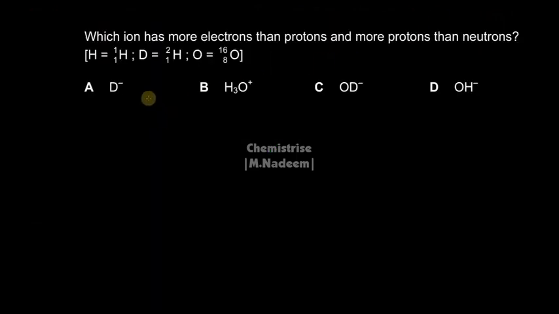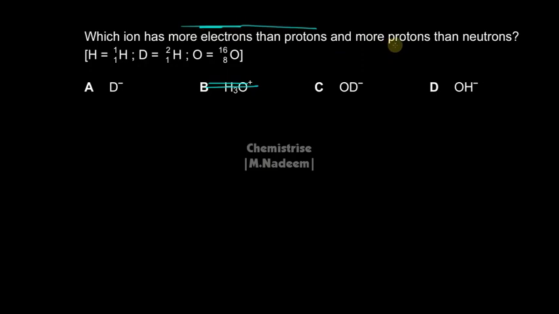Look at this exam question in which they're asking which ion has more electrons than protons and more protons than neutrons. The first condition is more electrons than protons. If it has more electrons, then it should carry a negative charge. So that means B cannot be the answer, because it has a positive charge, and it doesn't satisfy the condition of more electrons than protons.